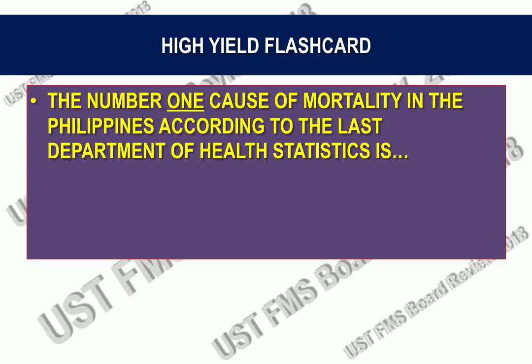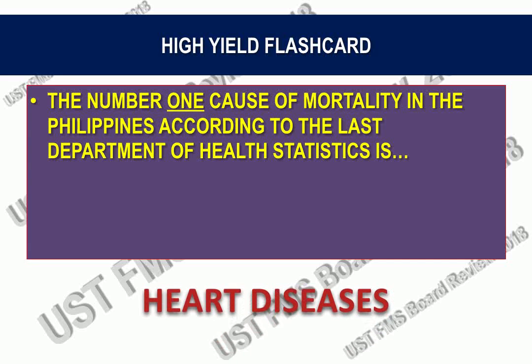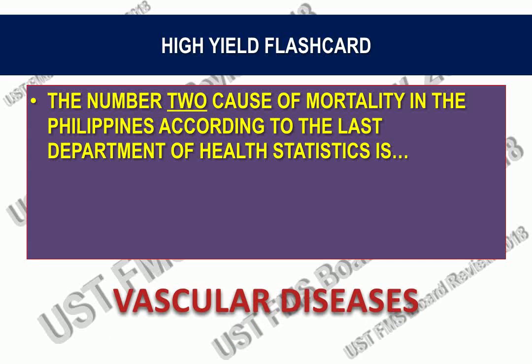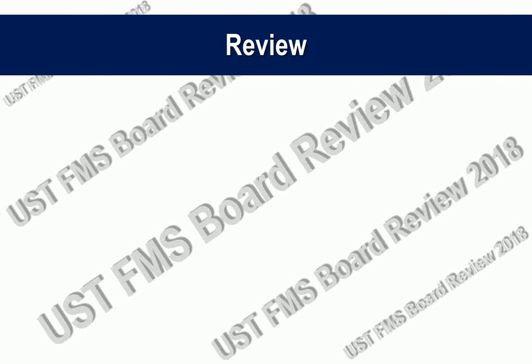Let's start with the first high-yield flashcard, and this is on epidemiology. The number one cause of mortality in the Philippines, according to last DOH statistics, is, yes, you guessed it right, heart disease. Now, we all know that, but do you know what the number two cause of mortality would be? It's vascular disease. Aha! Let's review anatomy.